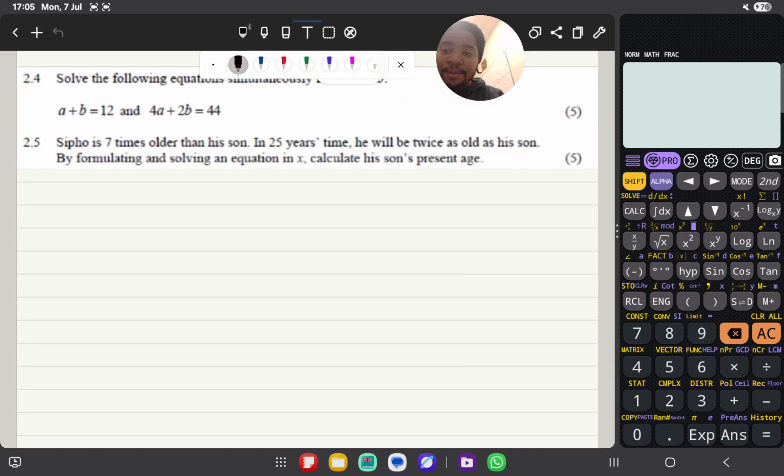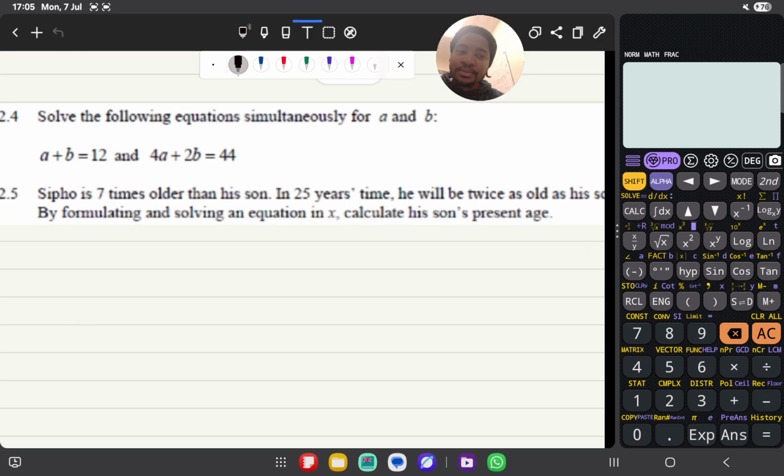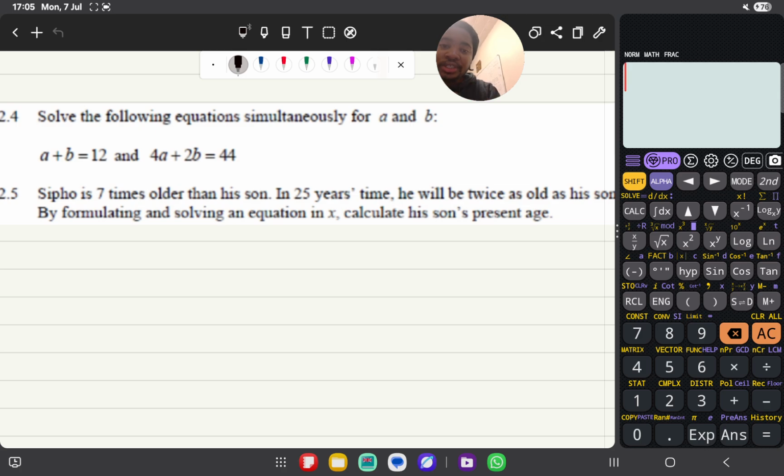So here, let me do this. We're going to use the substitution method for this one. Let me write. You see this? Let me use a different color maybe. I will say A equals 12 minus B, and that's equation 1. Then 4A plus 2B equals 44. That is equation 2, right?